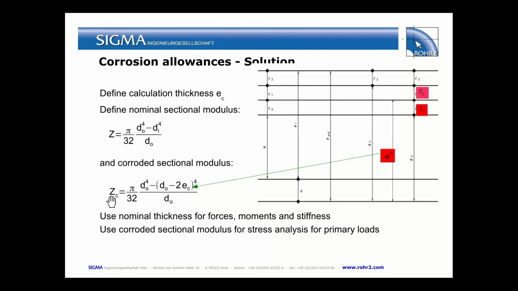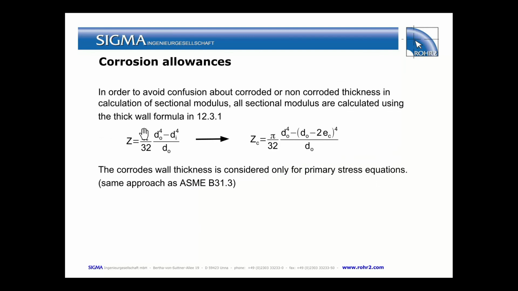This was done in such a way that the corroded thickness was defined, and this corroded thickness is used to calculate the corroded sectional modulus, and this corroded sectional modulus is used for the calculation of the primary stress equations, whereas the non-corroded sectional modulus based on nominal pipe is still used for the secondary stress equations. So you can see the difference here between those two.